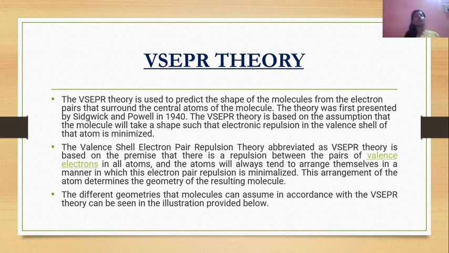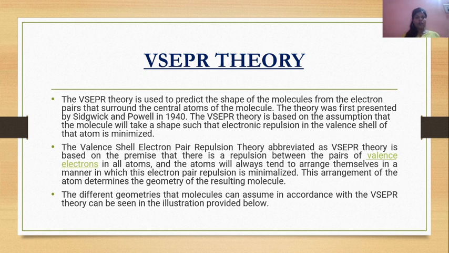So VSEPR theory is all about repulsion, that is, lone pair repulsion, bond pair repulsion, or lone pair-bond pair repulsion. On the basis of repulsion, the geometry, the shape of the molecules will get distorted. So let's see how the shape of the molecules gets distorted.